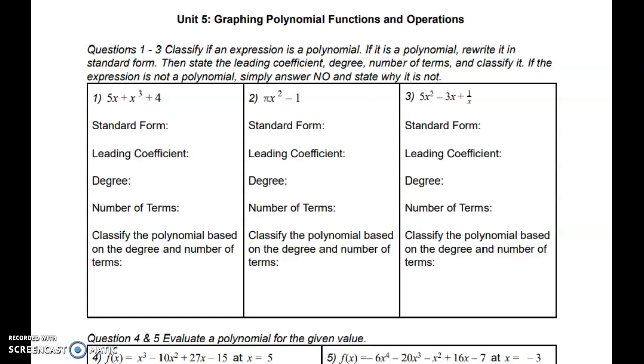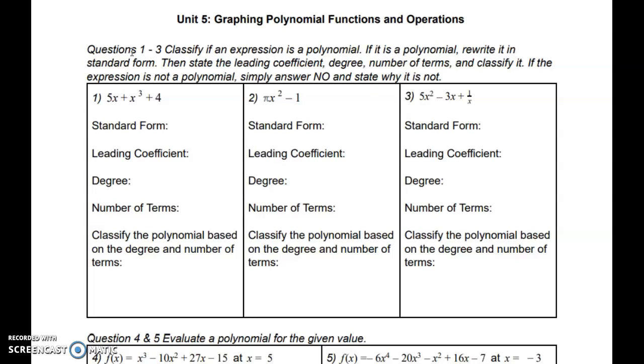If it is a polynomial, rewrite it in standard form. Then state the leading coefficient, the degree, the number of terms, and classify it. If the expression is not a polynomial, simply answer no and say why it is not. So let's recall how to recognize a polynomial.